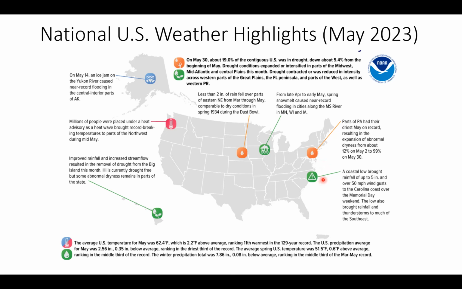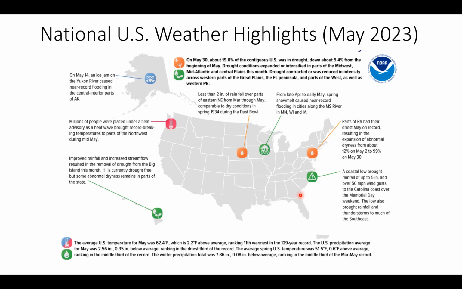And then finally, a coastal low brought rainfall up to 5 inches and over 50 mile per hour wind gusts to the Carolina coast around Memorial Day 2023. The low also brought rainfall and thunderstorms to much of the southeastern U.S.